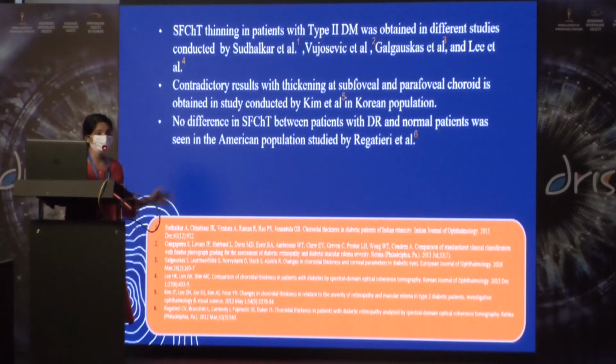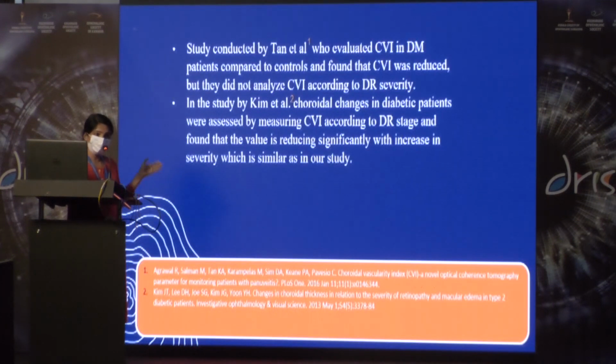Similar results of subfoveal choroidal thickness thinning were noticed in other studies, especially the one done by Sudhagar et al. in an Indian population, but a contradictory result of thickening was noticed in another study done in a Korean population by Kim et al. The choroidal vascularity index was also significantly reduced in other studies in patients with type 2 diabetes mellitus.